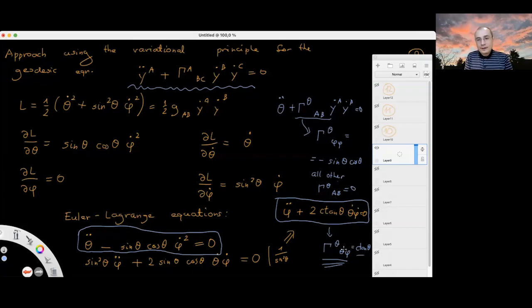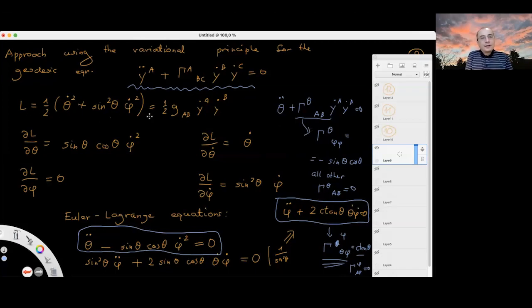Okay, and again, sorry, this should be phi. And again, the gamma phi alpha beta others are equal to zero. Great, and we have our solution fairly quickly, just with one page. You can check that it's exactly the same as we had before.